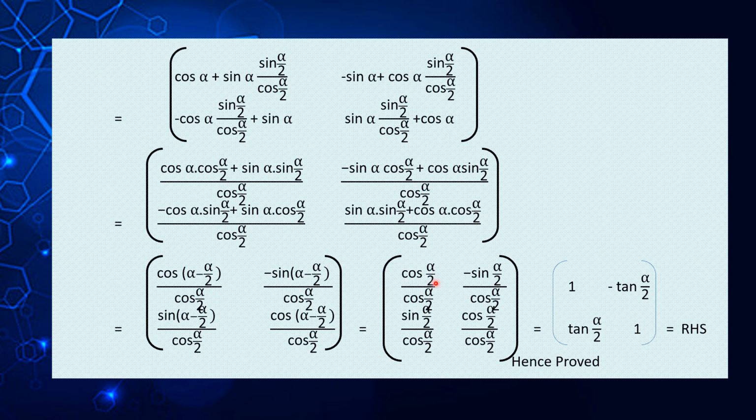that is cos alpha by 2 by cos alpha by 2 minus sin alpha by 2 by cos alpha by 2, and cos alpha by 2 by cos alpha by 2, which would give us cos alpha by 2, and cos alpha by 2 cancels, which is equal to 1, and this would give us 1 minus tan alpha by 2, and tan alpha by 2 and 1. So hence it is proved, since the LHS is equal to RHS, it is proved.